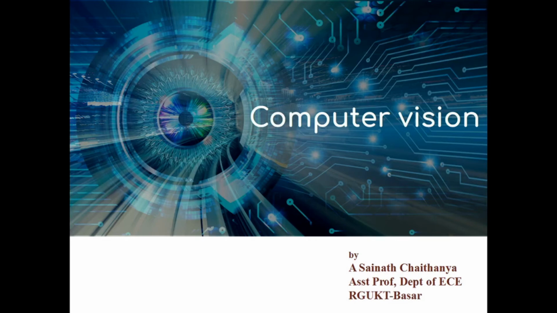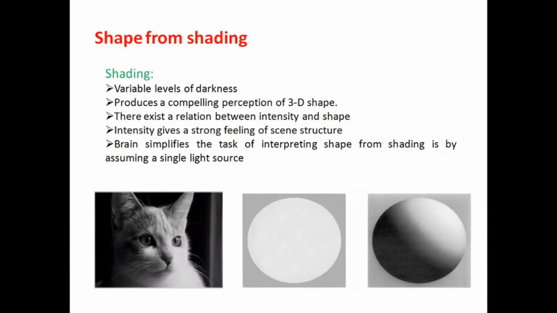Hello everyone, welcome to the lecture series on computer vision. For today's discussion we have the concept that is shape from shading. So what actually is shading? Shading is nothing but variable levels of darkness. Like if you observe the three images which I have placed here.